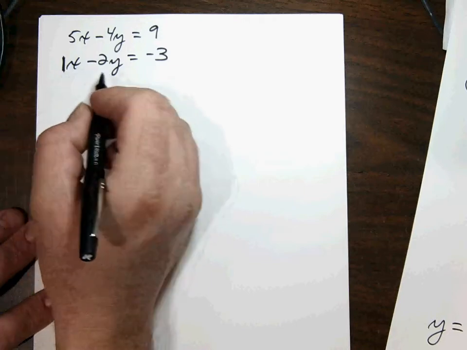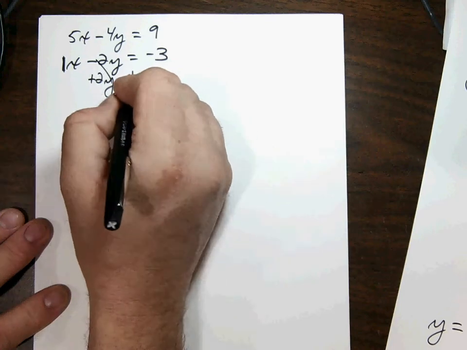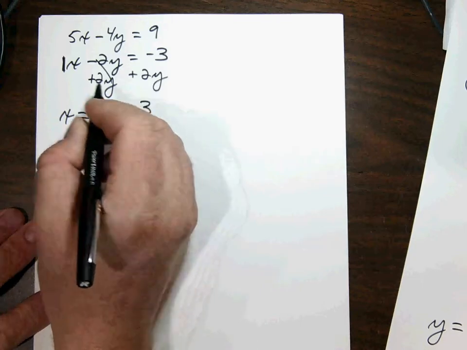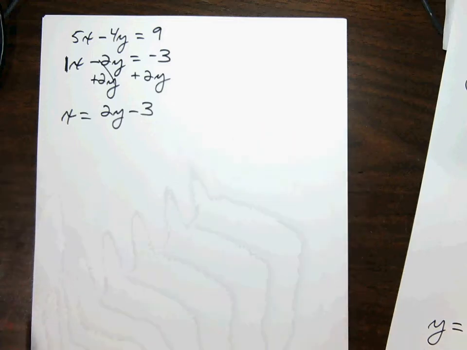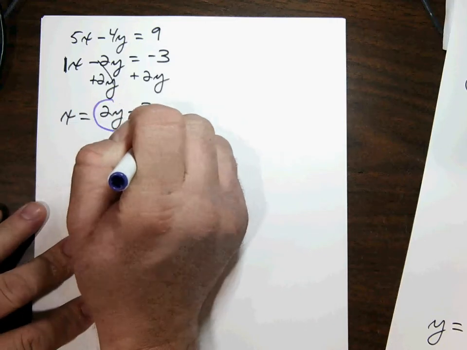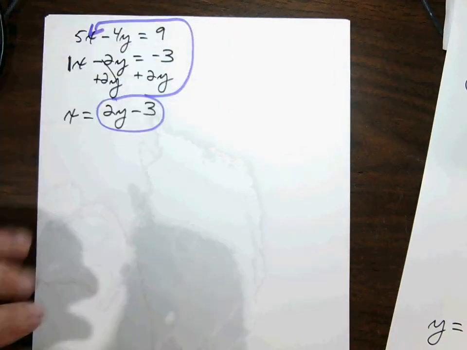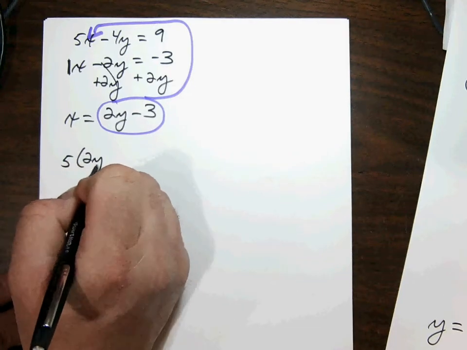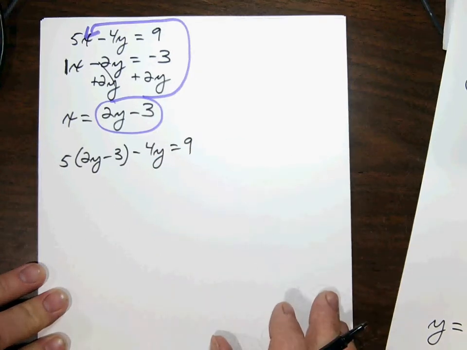So I'm going to grab the bottom equation and solve for x. I'm just going to do it right here in place. So I'm going to add 2y to both sides. So x equals 2y minus 3. I solved that bottom equation for x. So now I'm substituting that information into the top equation. Whichever one I use to solve, I have to substitute it into the other one. So x is that information right there. I'm going to put it in place of that x. So it's 5 times 2y minus 3 in parentheses, minus 4y equals 9.